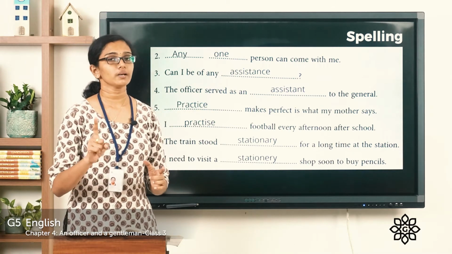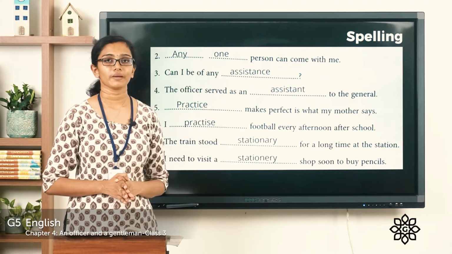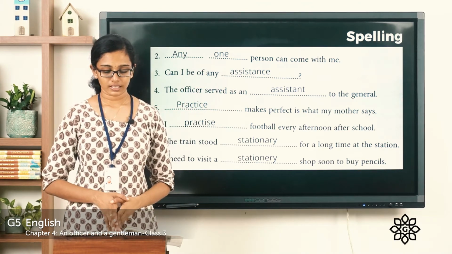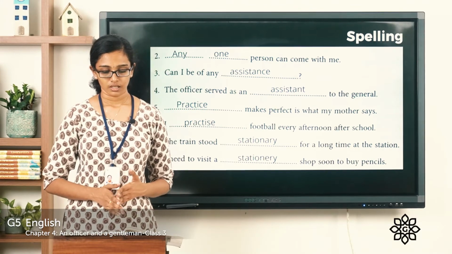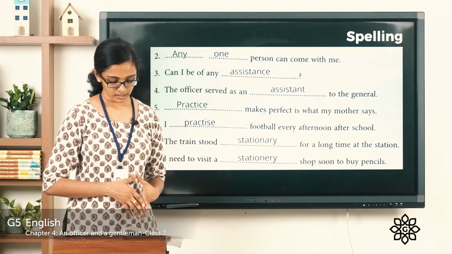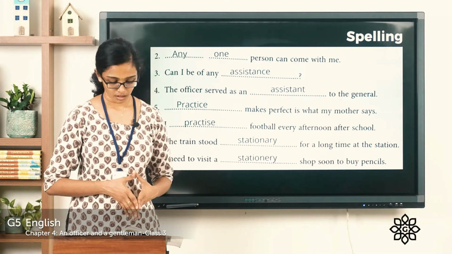It means any one person among the group of people there can come with me. Now question 3. Can I be of any dash? So here you can see the options assistant and assistants.